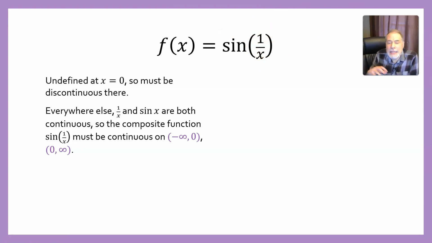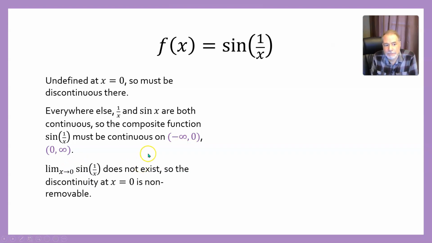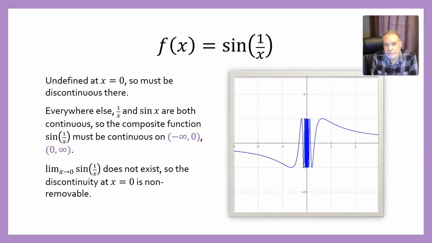Everywhere else, besides 0, the function 1 over x would be continuous, and then the sine function is continuous everywhere. So that composite function, where we're taking the sine of 1 over x, would be continuous everywhere those two individual functions are continuous. That is, everywhere except 0. So the open interval from negative infinity to 0, and the open interval from 0 to infinity. The limit as x approaches 0 of the sine of 1 over x does not exist. I've discussed that a little more in one of my other videos. So the discontinuity at 0 is non-removable.